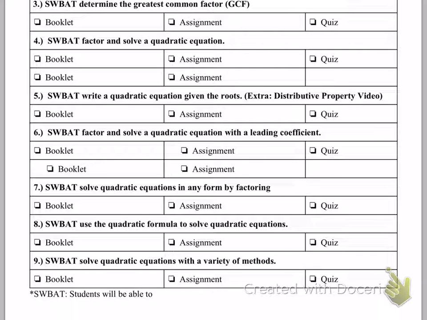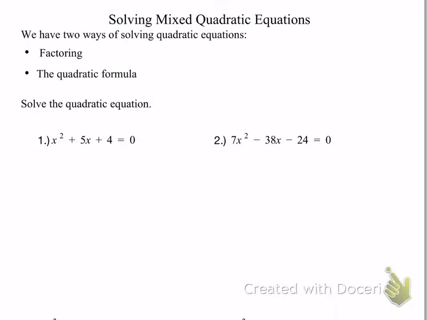So we have our last one, which is solving quadratic equations in a variety of ways. What that means is you're just going to be given a quadratic equation, and your goal is to figure out how to solve it. Whether that's factoring, whether a is 1 or not 1, or you could use the quadratic formula. So let's go ahead and dive in.